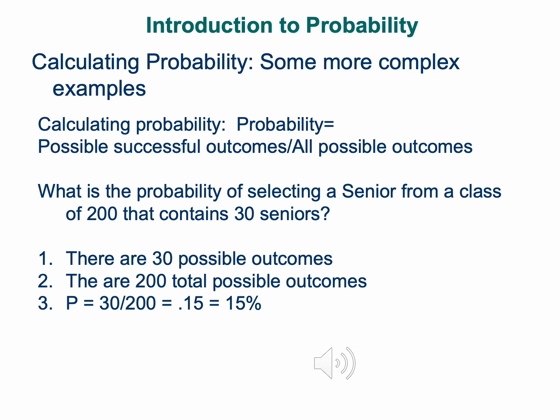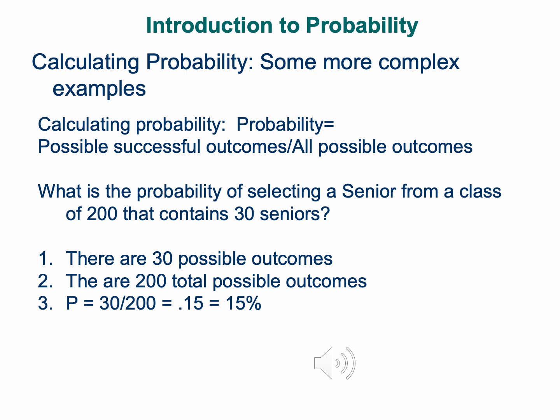What is the probability of selecting a senior from a class of 200 that contains 30 seniors? So imagine you're going to somehow pick at random from 200 people a single senior, and in this group of 200, you know there are 30 of them somewhere in the group. Well, there are 30 possible successful outcomes. If you pick one of those 30 seniors, that's a successful outcome. However, there are 200 total possible outcomes, 30 seniors plus the 170 other students.